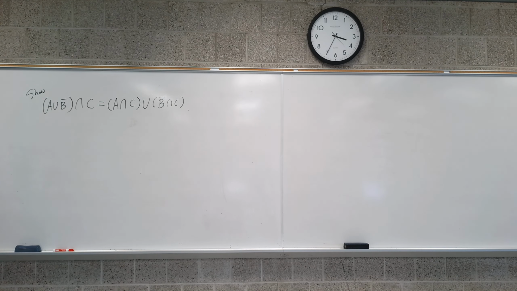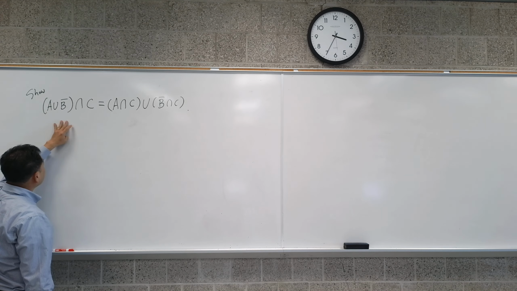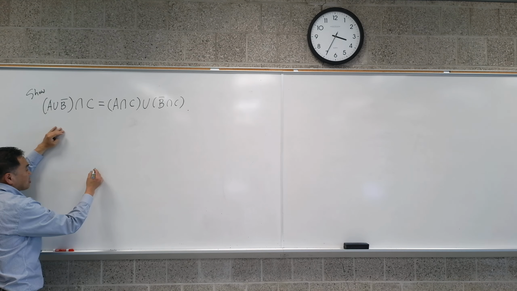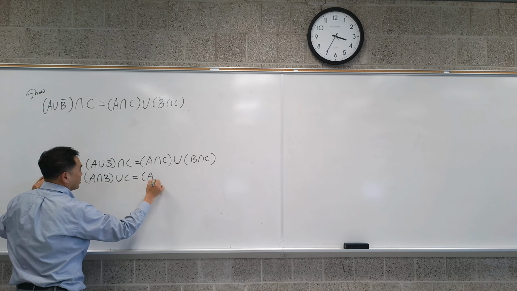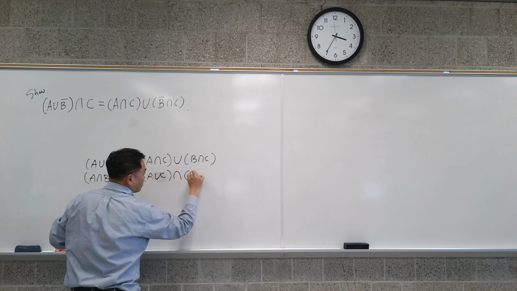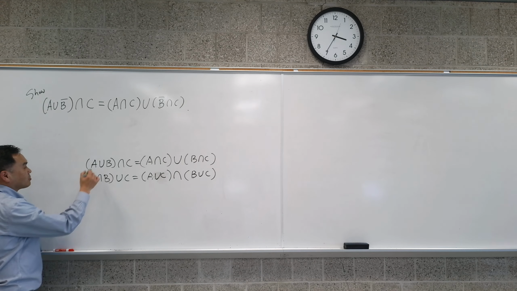Okay, so we have to show this. By the way, before we even begin, if you accept that the distributive property is true, the distributive property is this: A union B intersection C is the same as A intersection C union B intersection C, and then A intersection B union C is A union C intersection B union C.